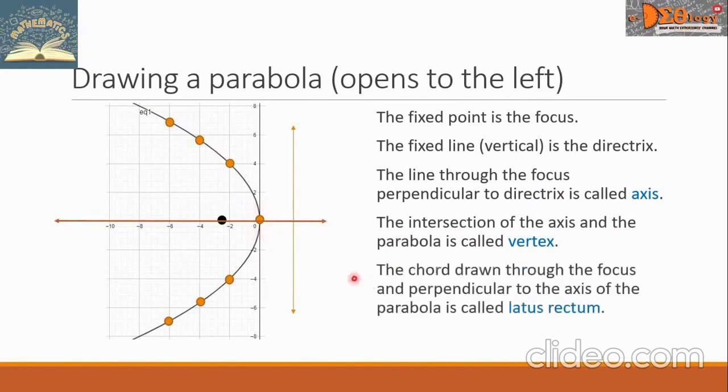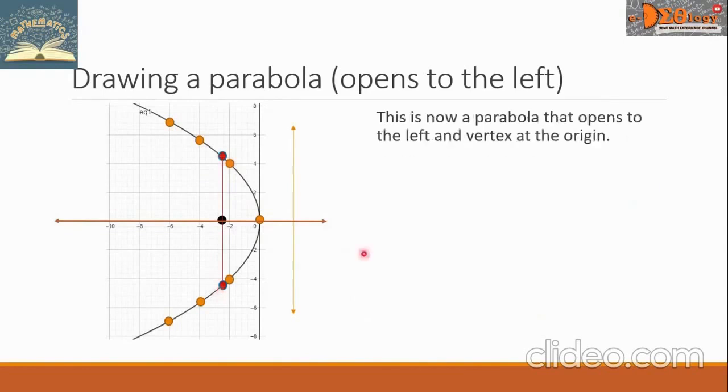The chord drawn through the focus and perpendicular to the axis of the parabola is called latus rectum. This is the latus rectum. It connects 2 points of the parabola. This is now a parabola that opens to the left and vertex at the origin.